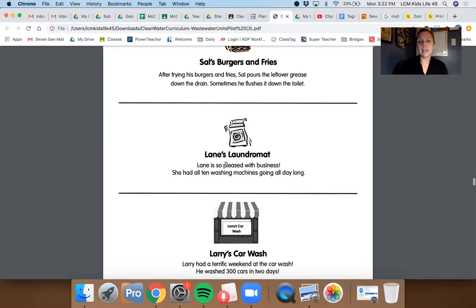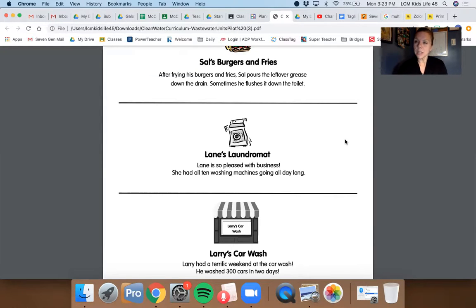We also have Lane's laundromat. She's pleased with business. She's had 10 washing machines going all day long. Well, we want her laundromat to do well, so this is sort of a hard dilemma because is she using a lot of water? Yes. But does she also want to have a successful business? And is that part of her business?